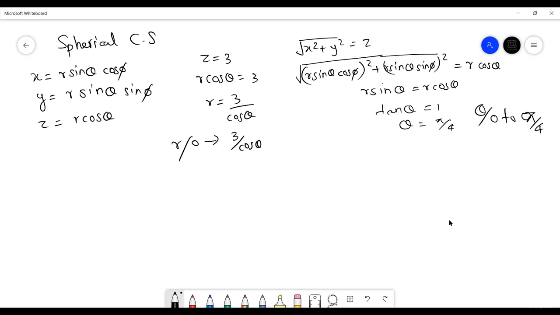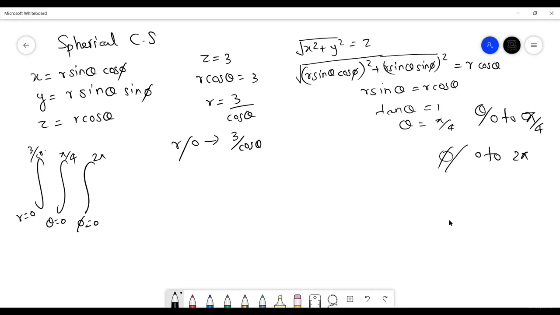Right? So obviously we know the range of theta and range of r. The other thing remaining is phi. Right? So this is the entire cone. So phi's range is from 0 to 2 pi. Right? So we know all the ranges. So triple integral, right? So phi is from 0 to 2 pi and theta is from 0 to pi by 4 and r is from 0 to 3 by cos theta, right?